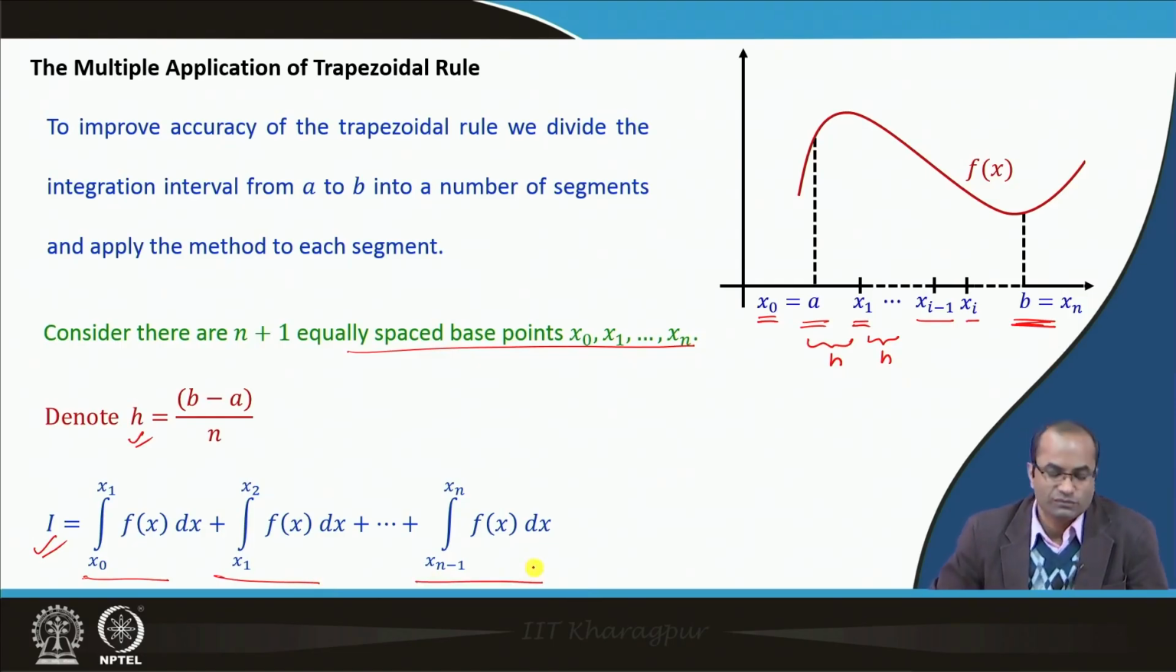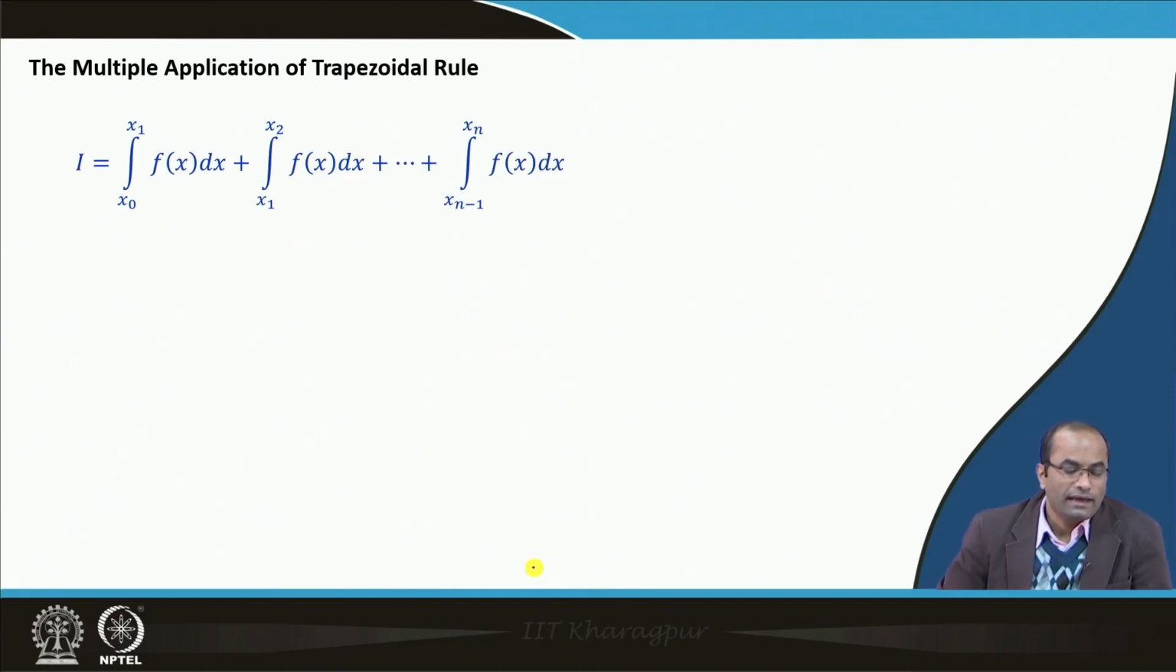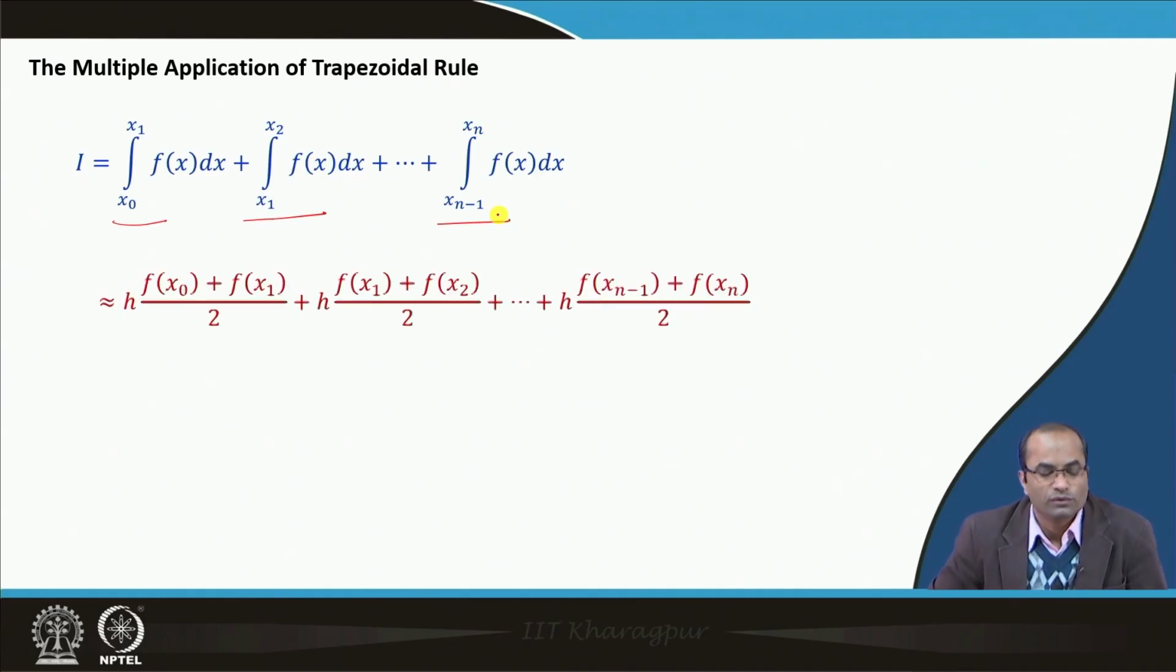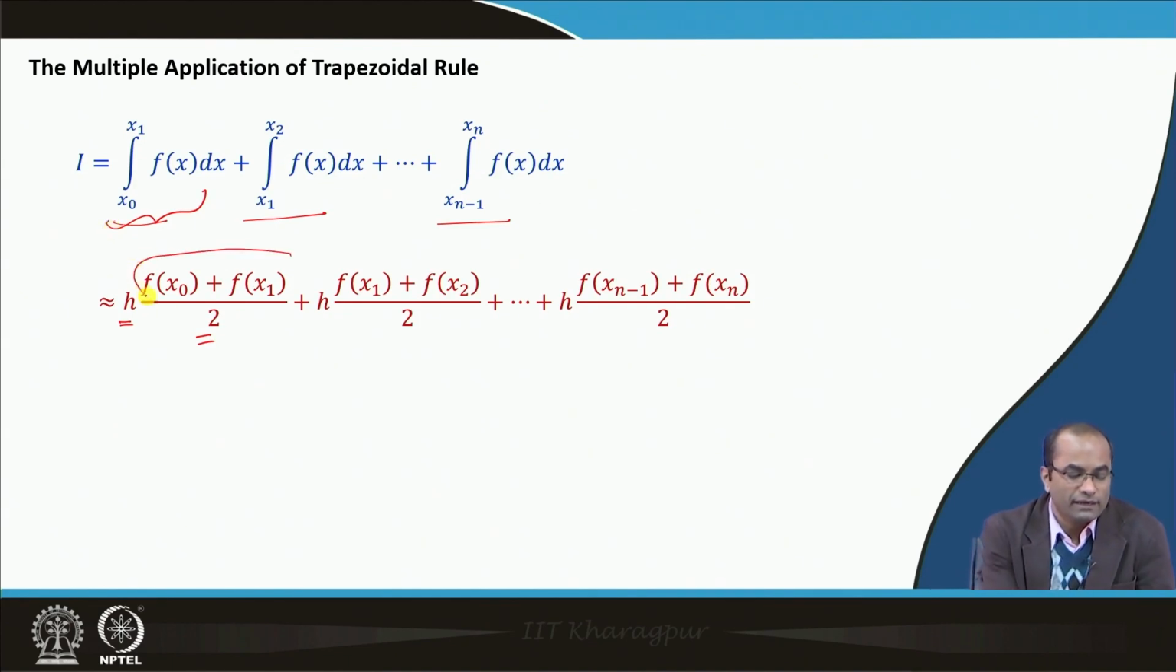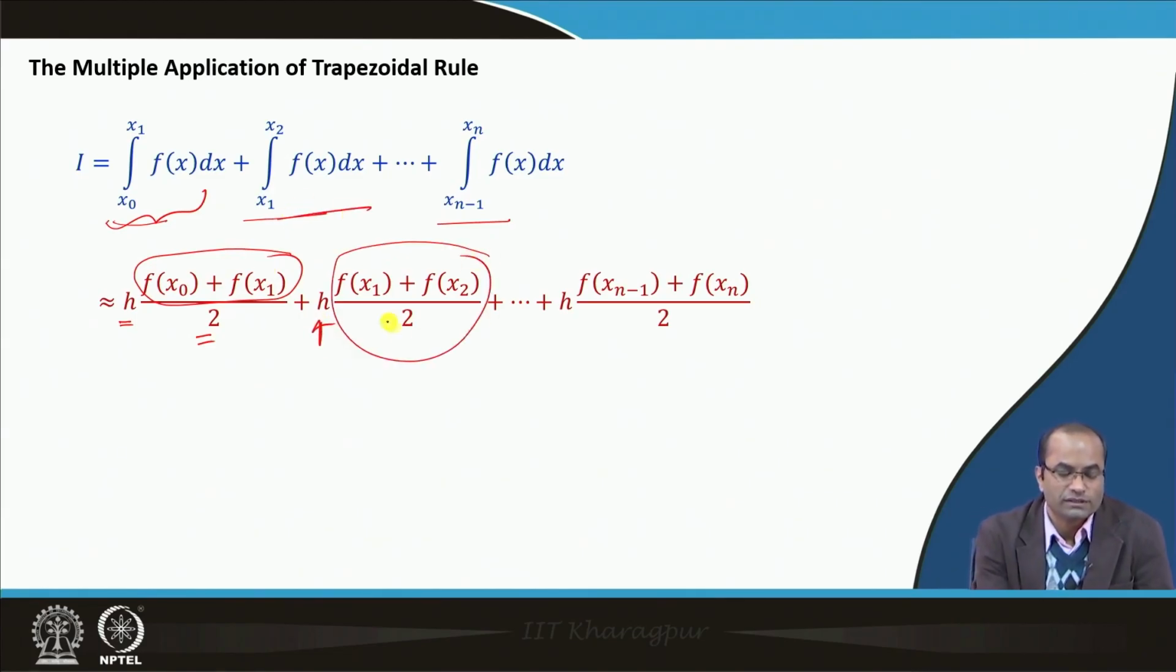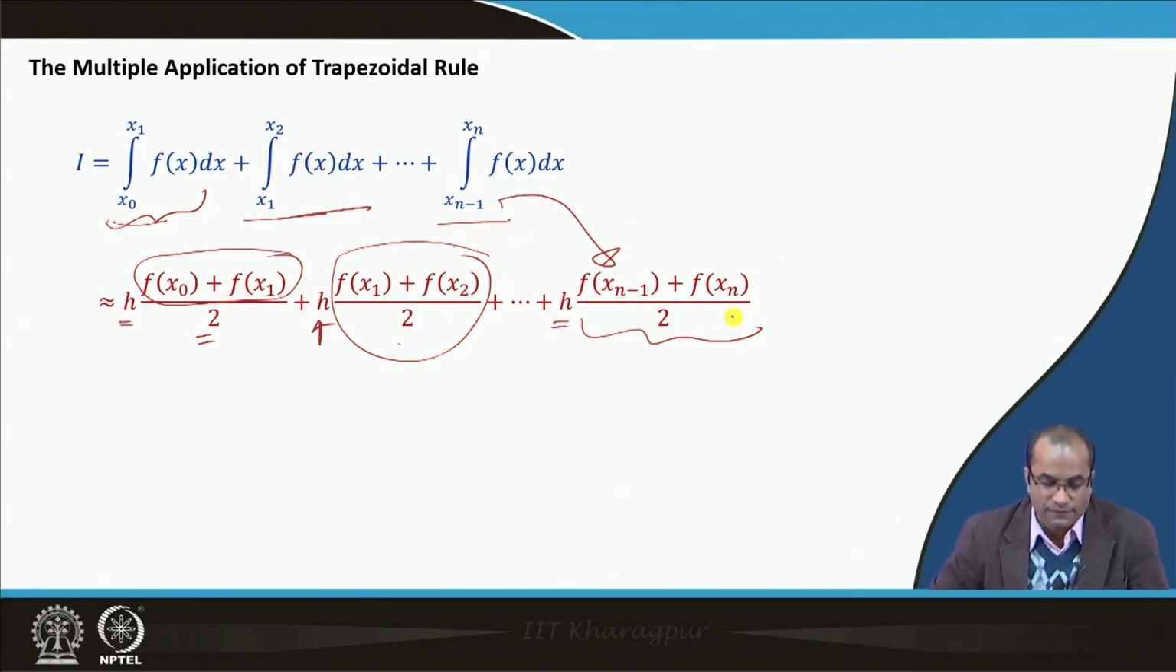We have xn minus 1 to xn, and now for each interval we can use the trapezoidal rule. So, basically if we apply the trapezoidal rule, we have h by 2, because h is the distance from x1 to x0, and then we have the value of the function f x naught plus f x1. Similarly, again here we have h and then f x1 plus f x2 by 2. Here also we have used the trapezoidal rule, h into f xn minus 1 plus f xn.